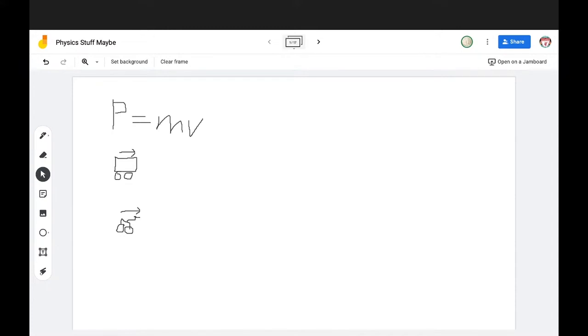Now Dima will educate us on angular momentum.